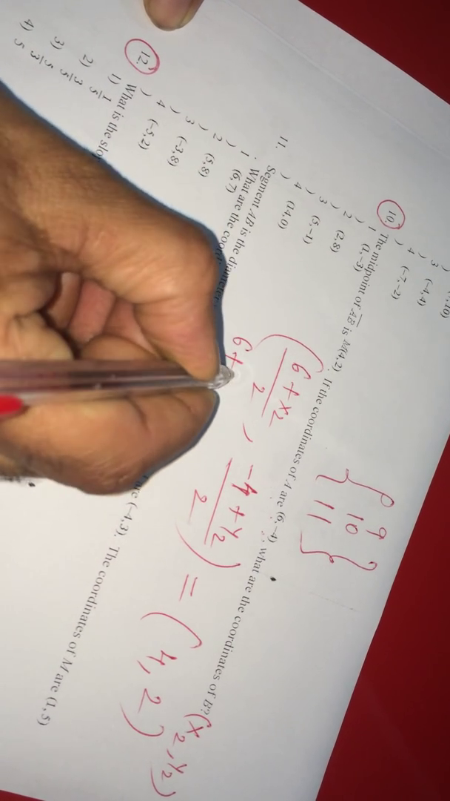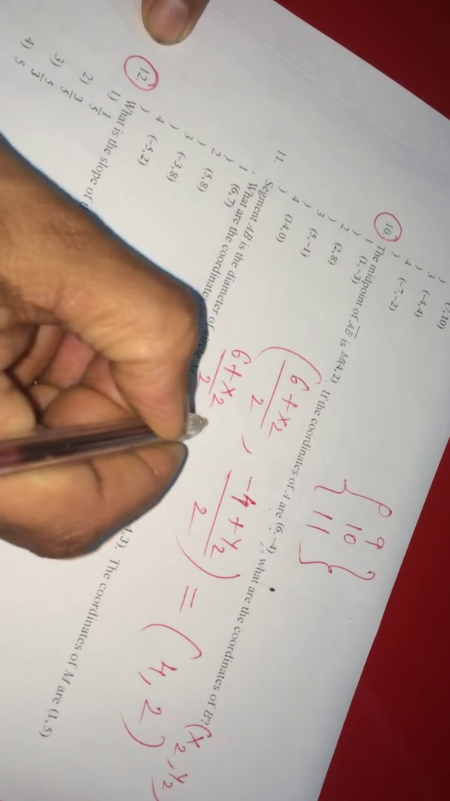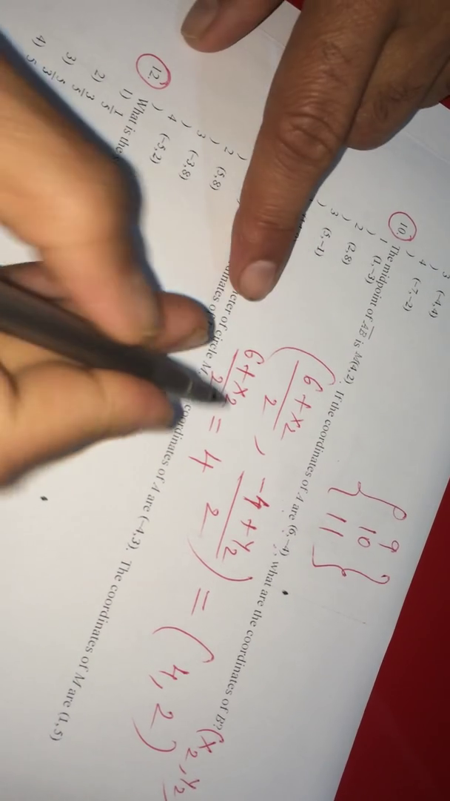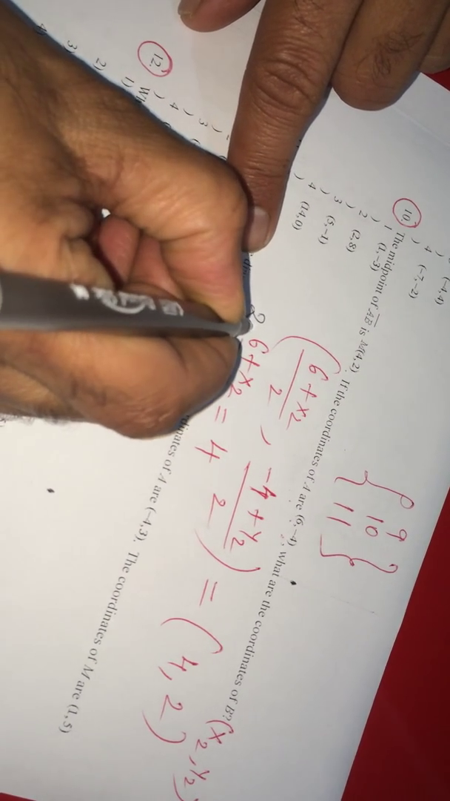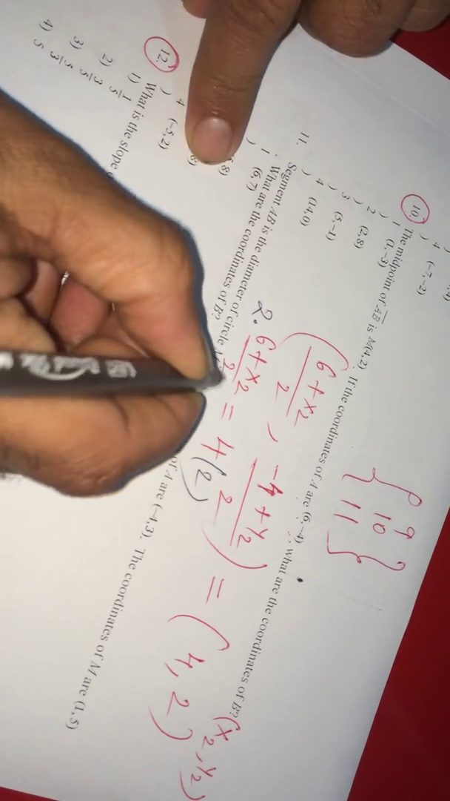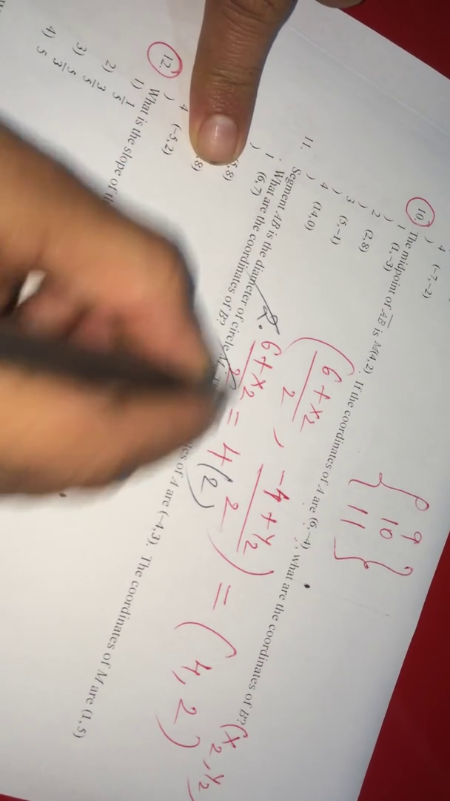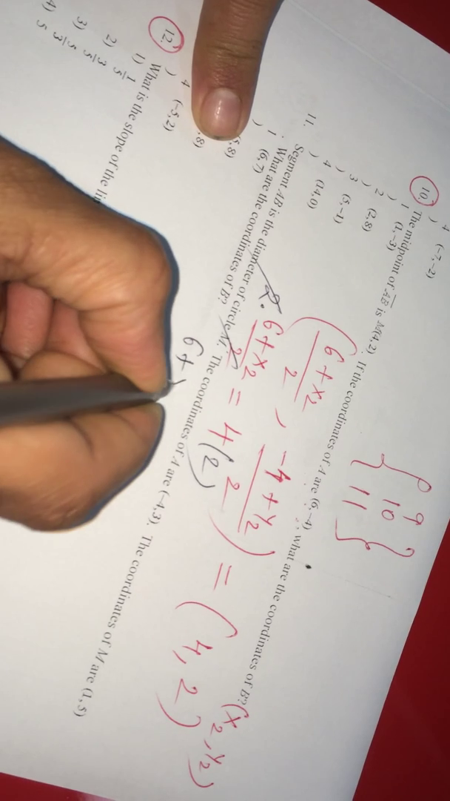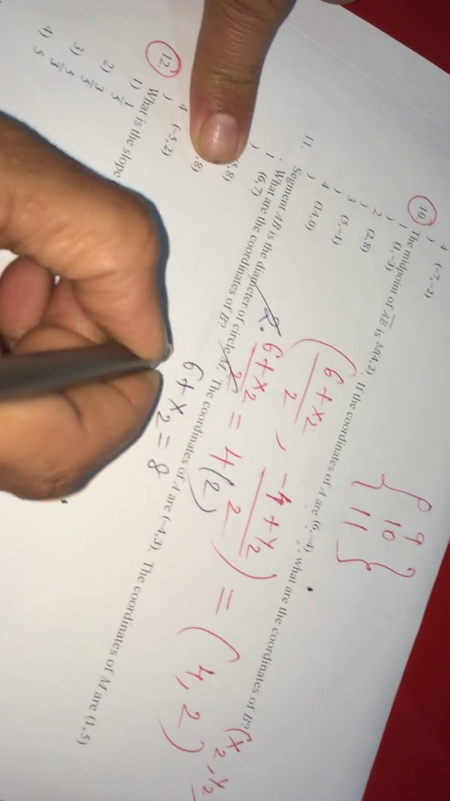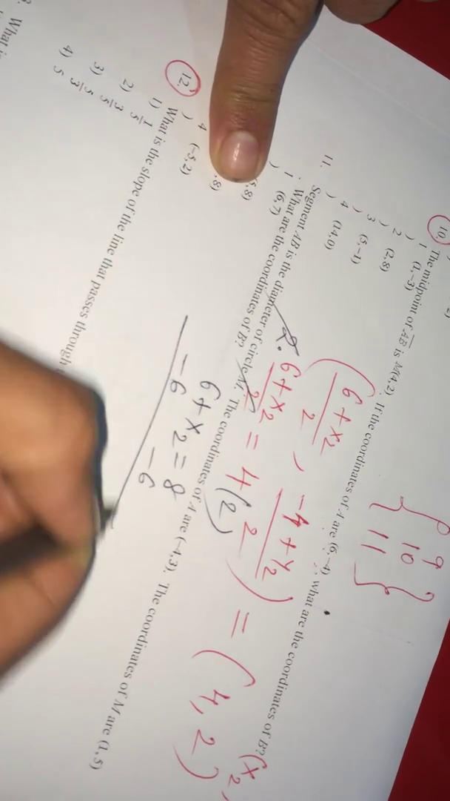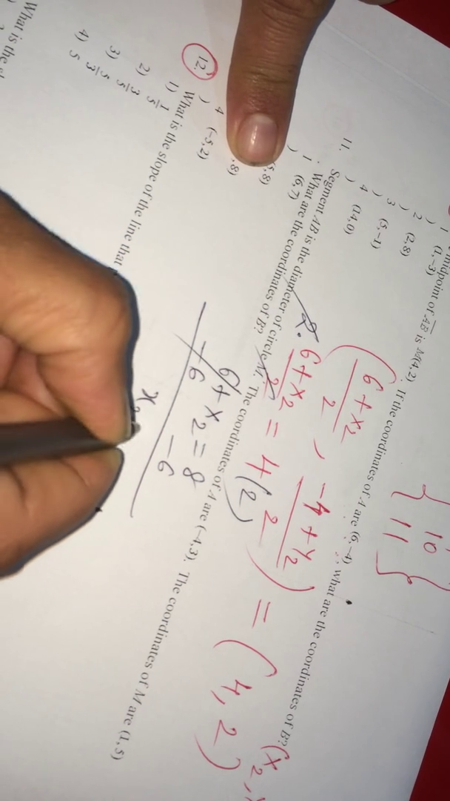Therefore, I can write (6 plus x2) over 2 equal to 4. Since 2 is here, I am multiplying both sides by 2, and this 2 and 2 will get cancelled. So 6 plus x2 equals 4 times 2, which is 8. I am subtracting 6 from both sides. I get x2 as 2.